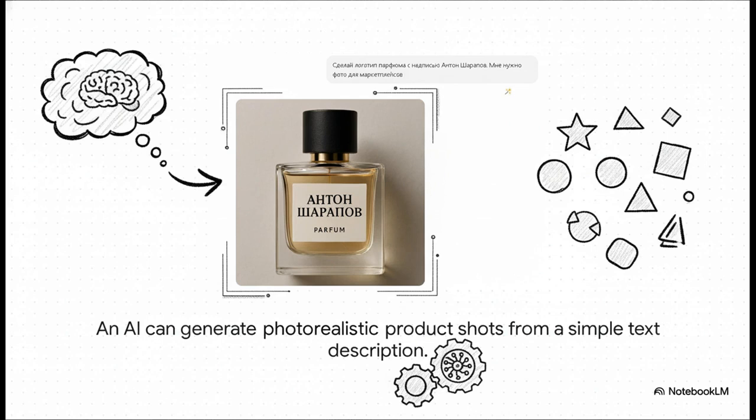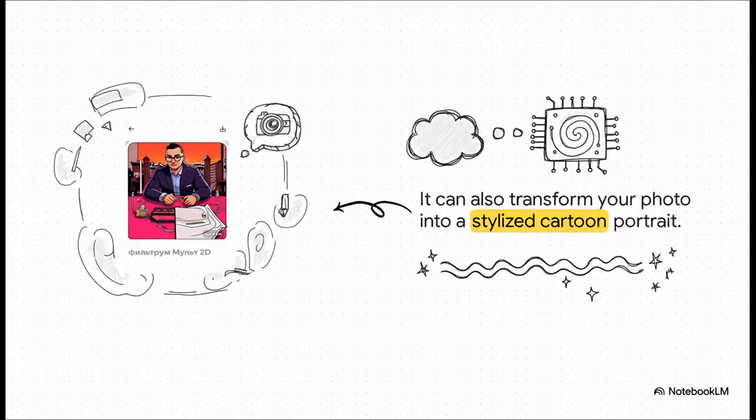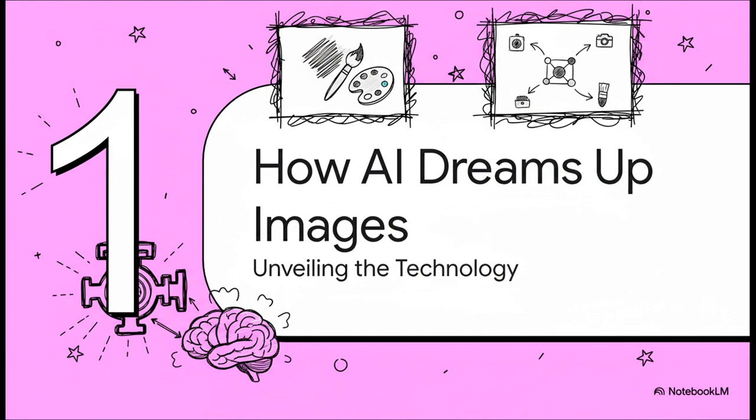The level of detail you can get is absolutely astonishing. And it's not just about making things look real, not at all. This same technology can take a photo of you, a regular photo, and completely transform it into something else, like this awesome stylized cartoon portrait. The creative flexibility is just immense. So how on earth does an AI actually dream this stuff up? So let's get into the how.